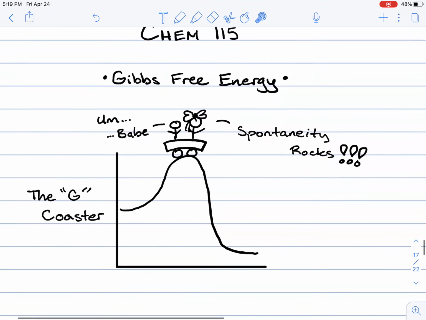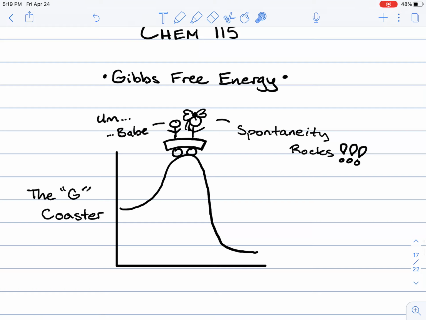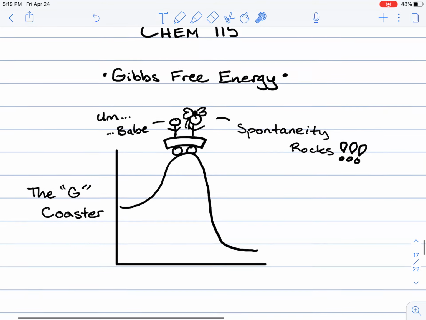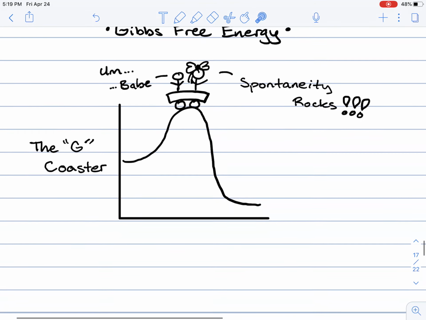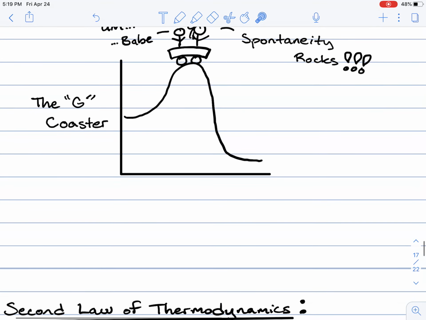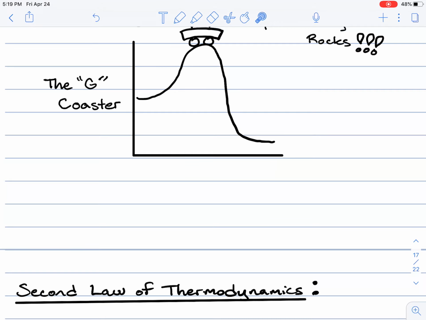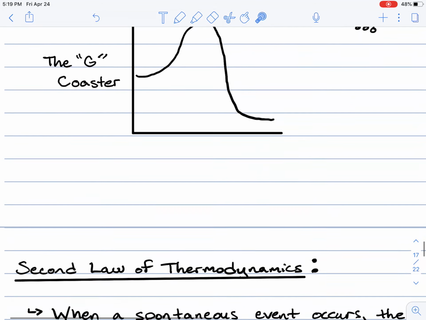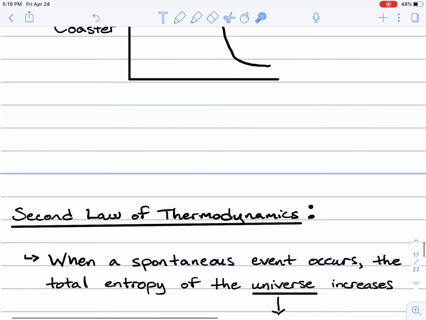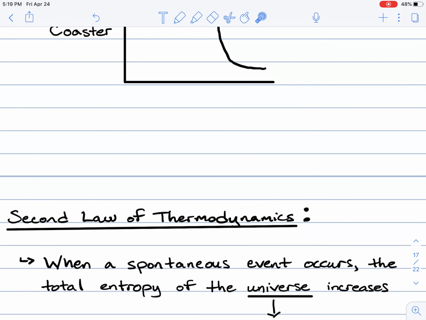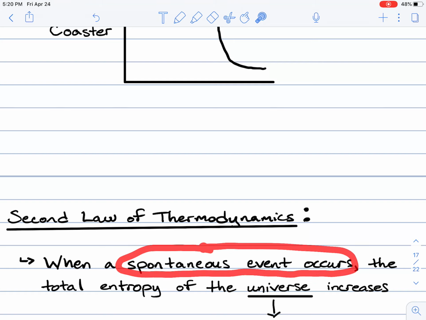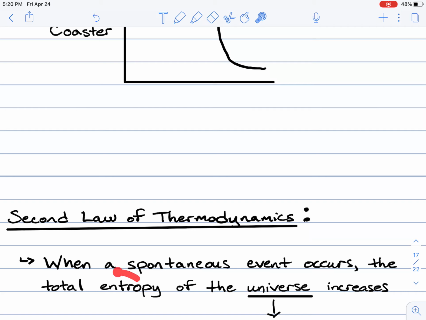To do so, we need to understand where Gibbs free energy comes from. To make the link between enthalpy, entropy, temperature, and Gibbs free energy, we need to first discuss the second law of thermodynamics. According to the second law of thermodynamics, when a spontaneous event occurs, the total entropy of the universe increases.